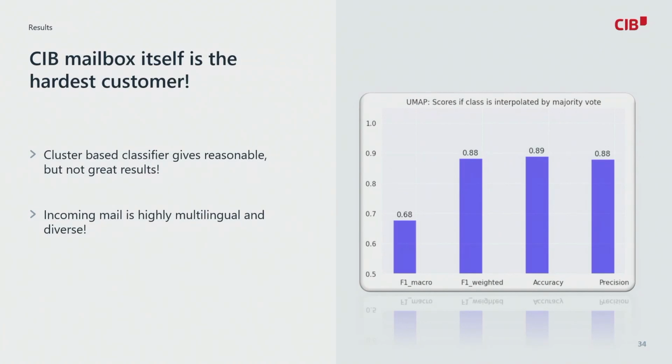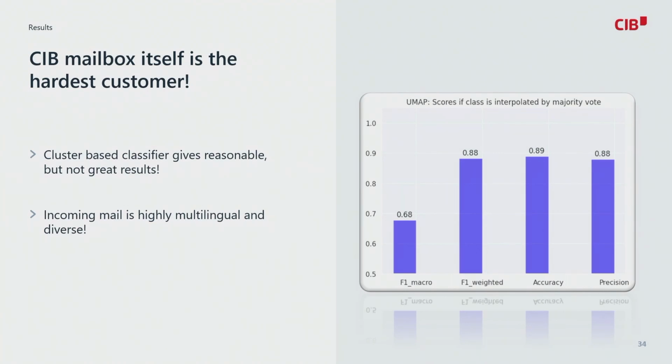So we come back full circle to the CIB mailbox. And the CIB mailbox is much harder than the other customer projects we had at the time. We were very confident. We have this new system. We tried it on a bunch of stuff. It worked really good. And then we go to our own stuff, and it doesn't. Classifying out of the box without any additional measures using clustering doesn't work well. You only get to about 88%.